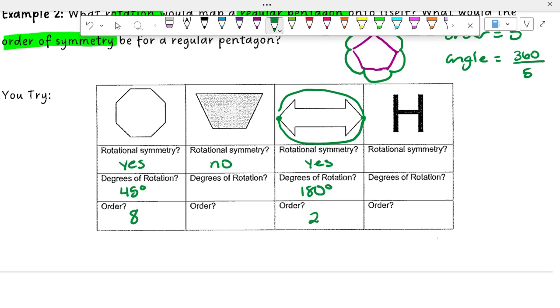What about H? It would. So again, it would map onto itself twice. Because you would have to go from here to here. And by that, I mean, like you'd have to rotate all the way over here. So it'd map onto itself twice. So what would the degree of rotation be? 180.